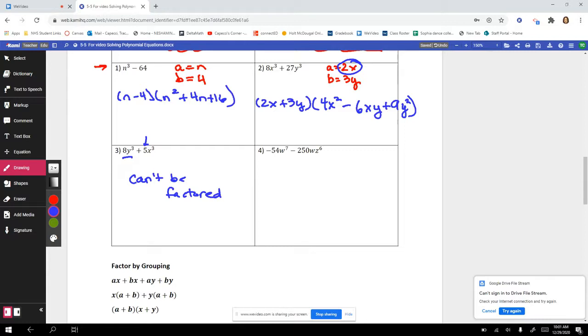All right, let's look at number 4. The different thing about number 4 is that this coefficient here is negative. We have two terms, and again, we need to take out a greatest common factor there.